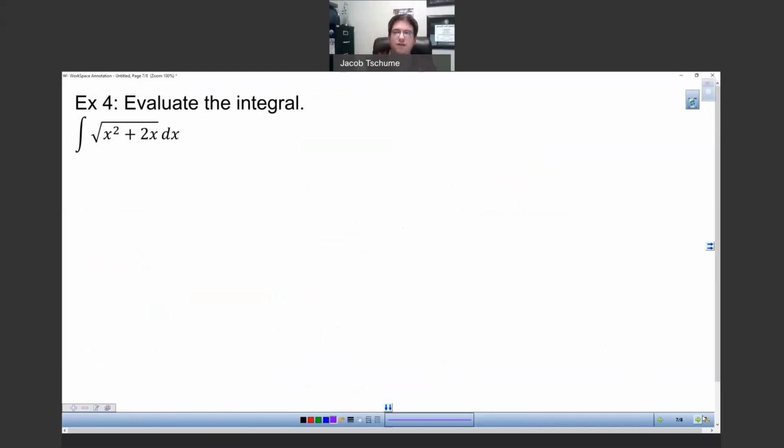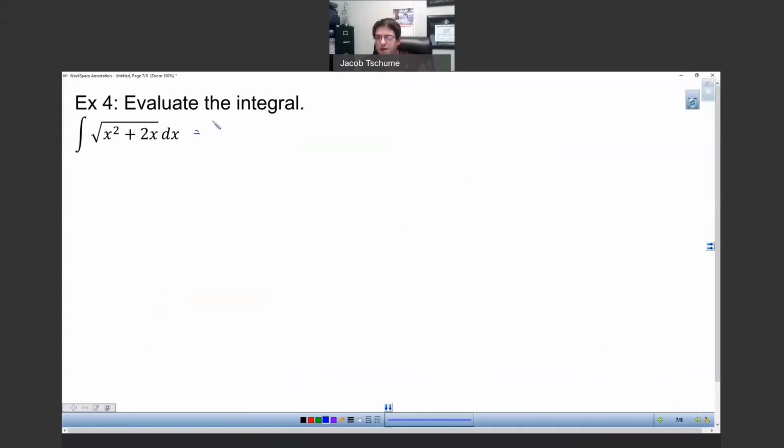I want you to evaluate the indefinite integral of the square root of x squared plus 2x. This does not look like one of your substitution rules. That's because it's not in the right form. So in order to get this quadratic function into the right form, we're going to have to use a technique from algebra called completing the square.